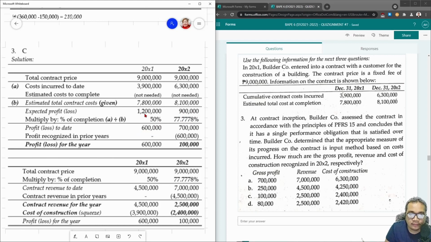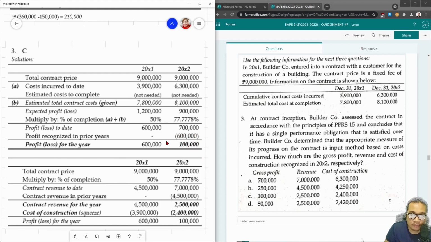Profit or loss to date mo, 1.2 times 50%, 600. And 900 times 77.7% is 700. Ngayon, ang tinatanong naman dito is, recognized in 20x2 for that year lang. Yeah? For 2002 or 20x2. So, tanggalin mo yung recognized in prior years kasi, as you can see here, nasama yung prior years. Tingnan mo, 6.3 cost incurred to date, 8.1, 900 expected, di ba? So, nasama dyan, nag-accumulate dyan. Cumulative kasi yan eh, yung prior years. Tanggalin mo. Para malaman mo lang yung for the current year or for that particular year.